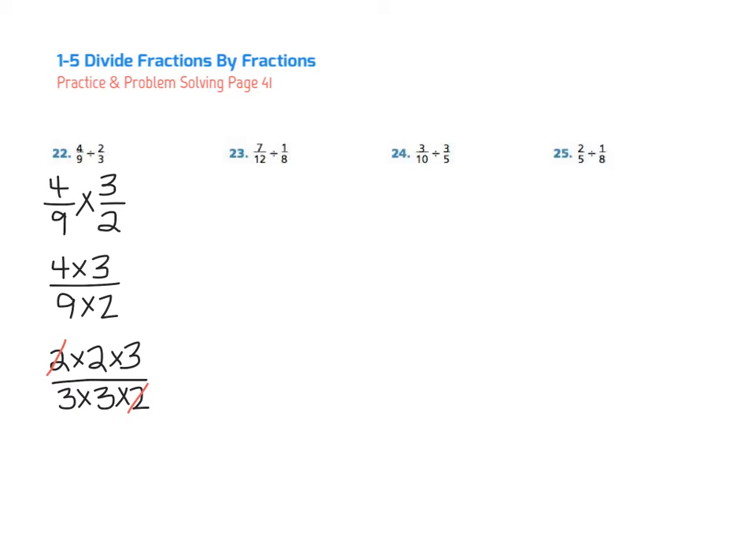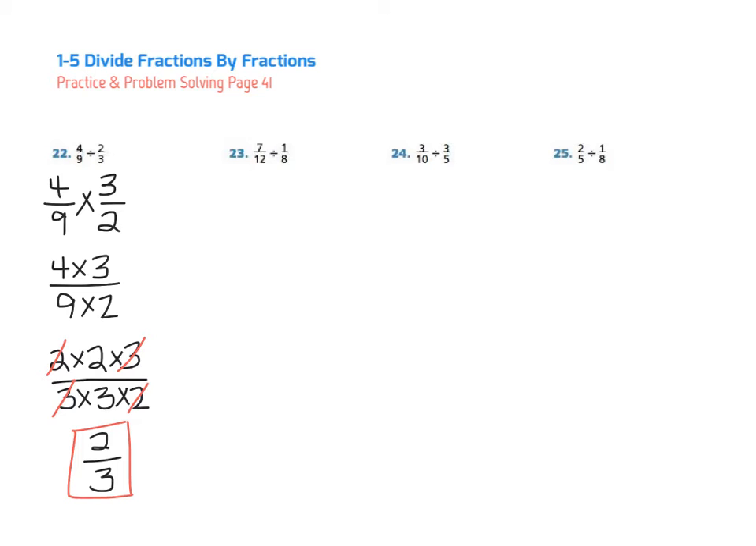But in the numerator, I also have a factor of 3, which has a match on the bottom. So I can cross those out. And that leaves me with just a 2 in the numerator and a 3 in the denominator. So my final answer is just 2/3.